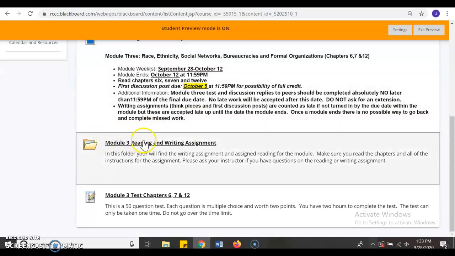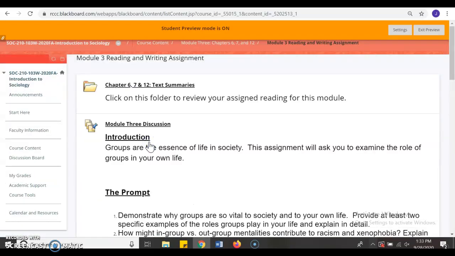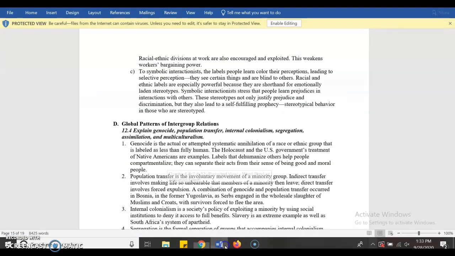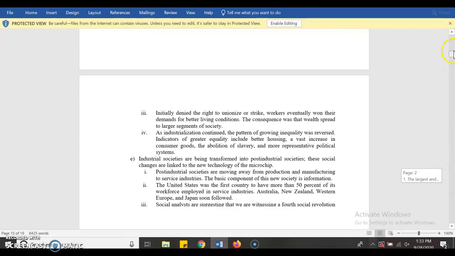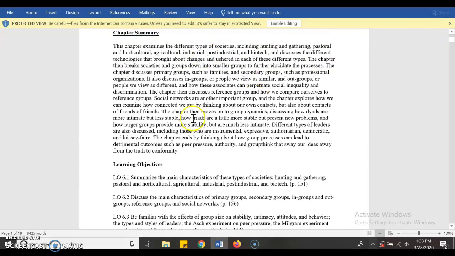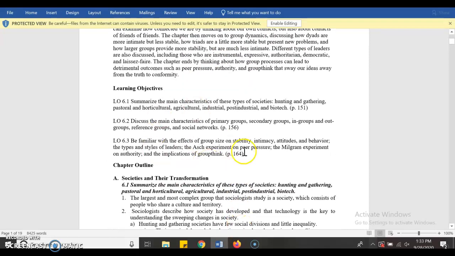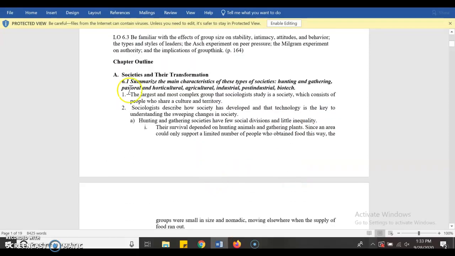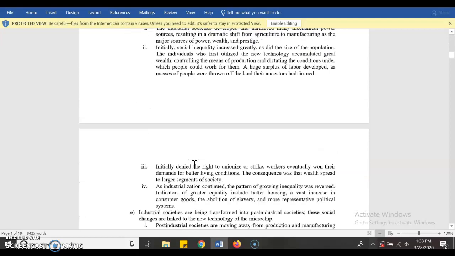All right, and so on down into the reading and writing assignment, which is where I'm going to spend most of my time. So again, your text summaries are here. If you haven't looked at those yet, I pulled up what they look like. So this is chapter 6. You can see an overall summary, some objectives of reading from the book, and then this nice little outline here.